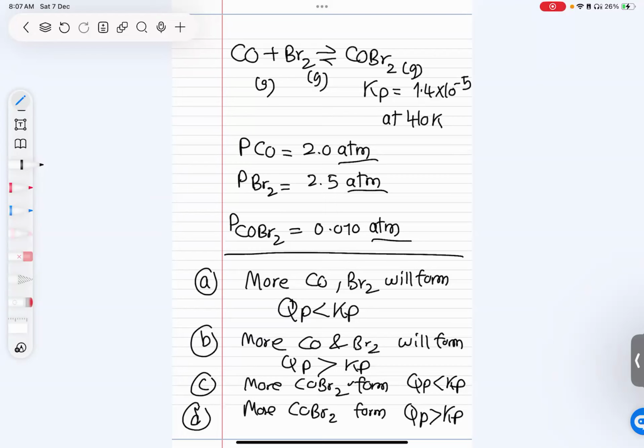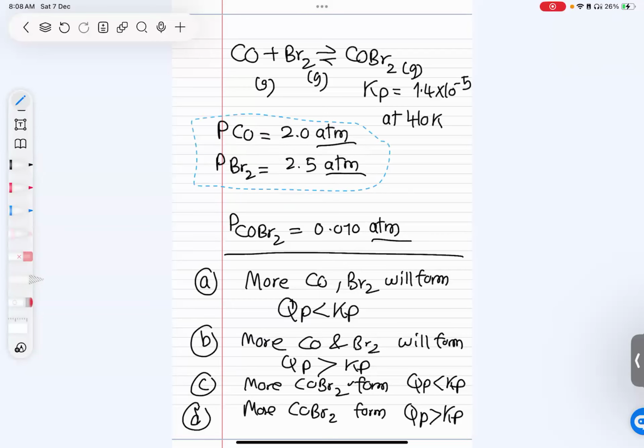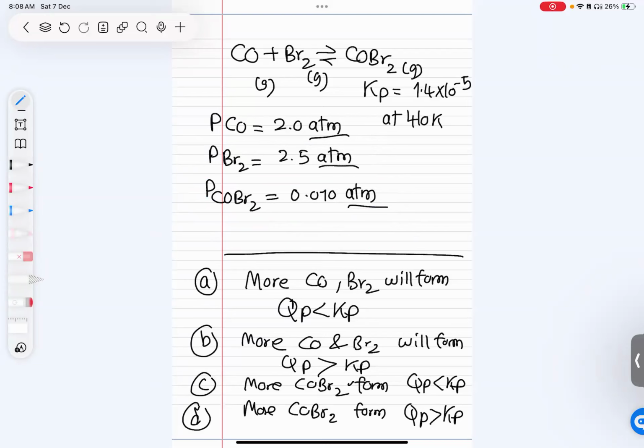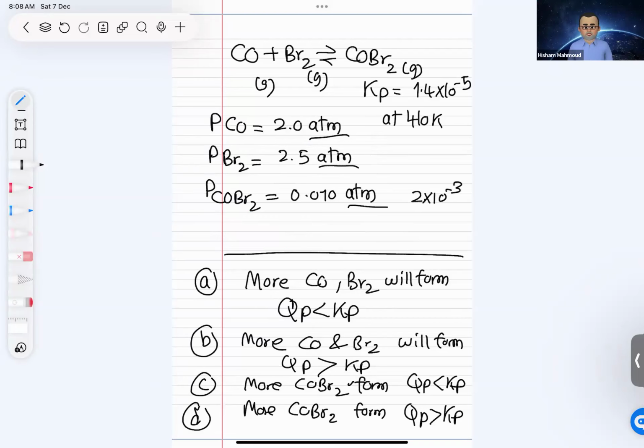Okay. So I can just calculate the pressure and see Q and know if I'm at Q or less or more. We're moving to the backward direction. Okay. How much did you calculate that to be? 2 times 10 to the power of negative 3. And this is less than or more than the Kp? It is more than 1.4 times 10 to the power of negative 5. So Q is more than K.